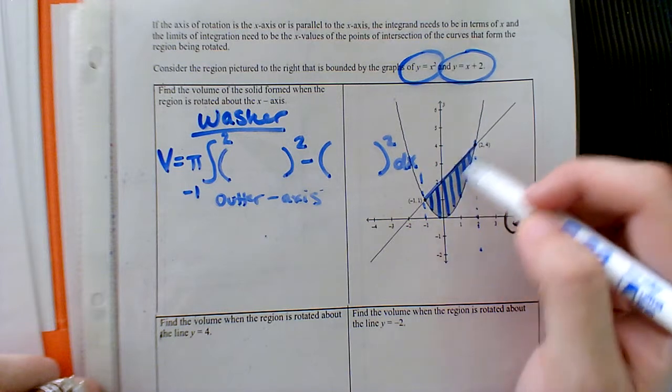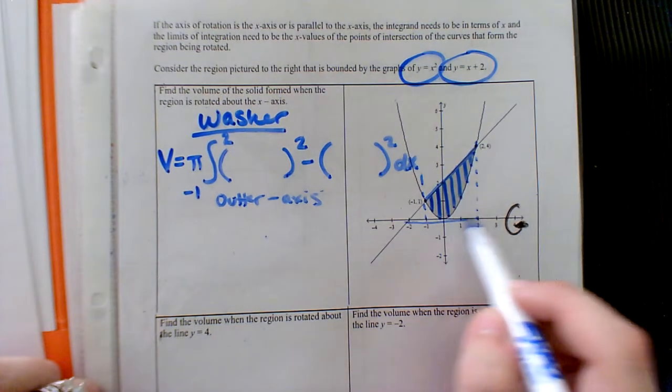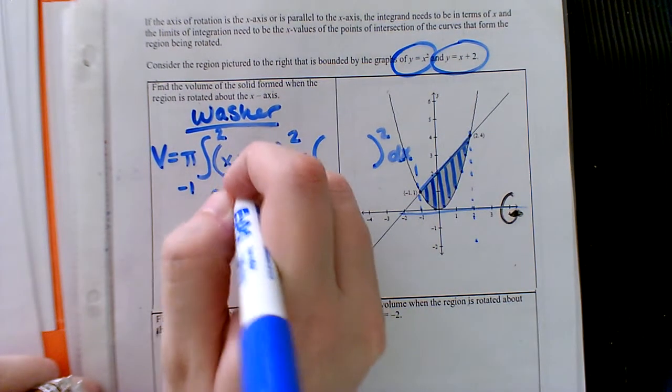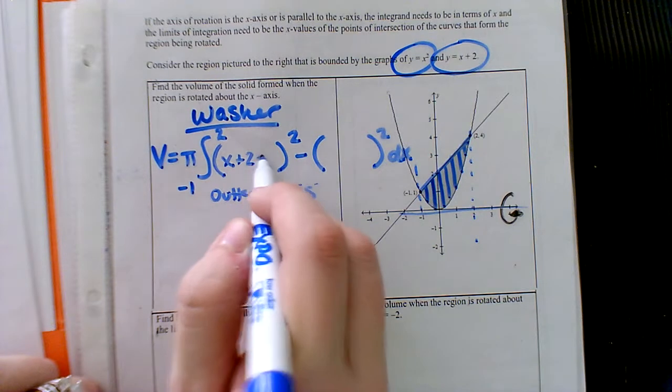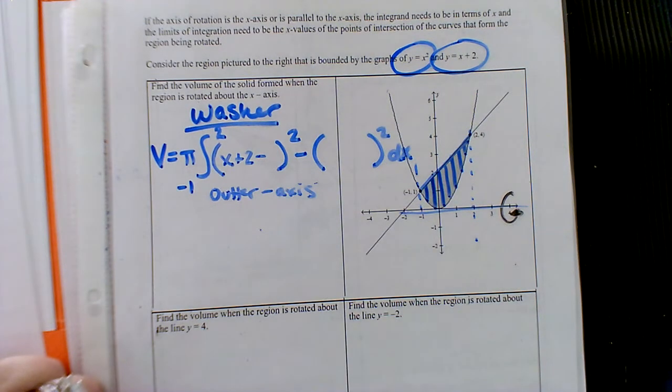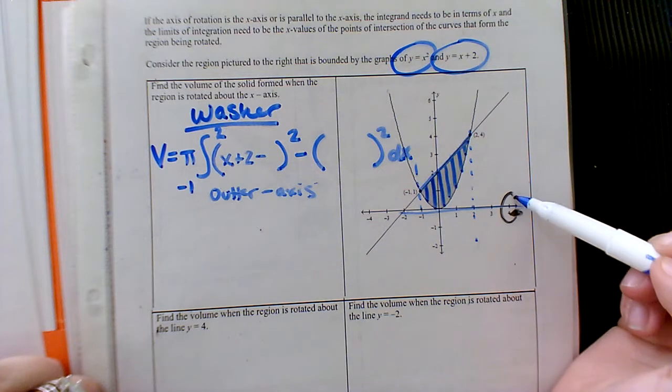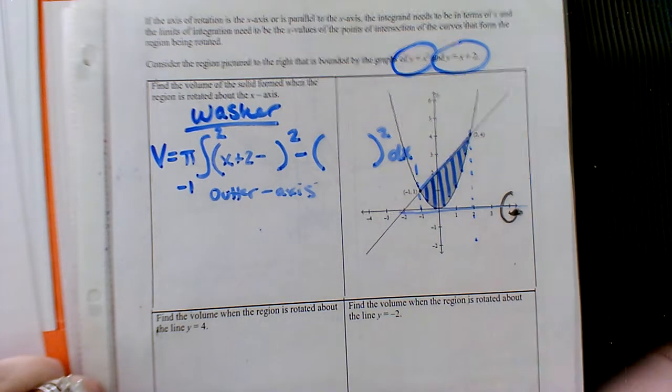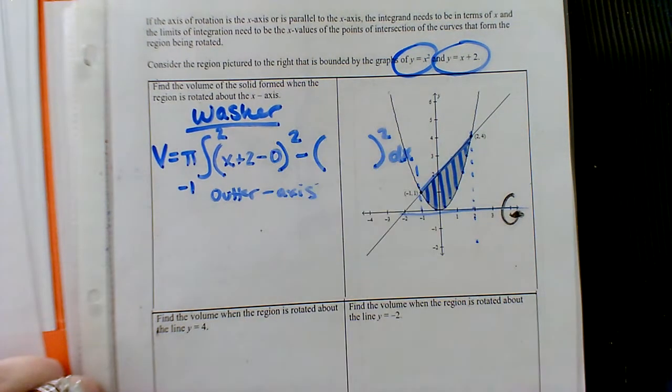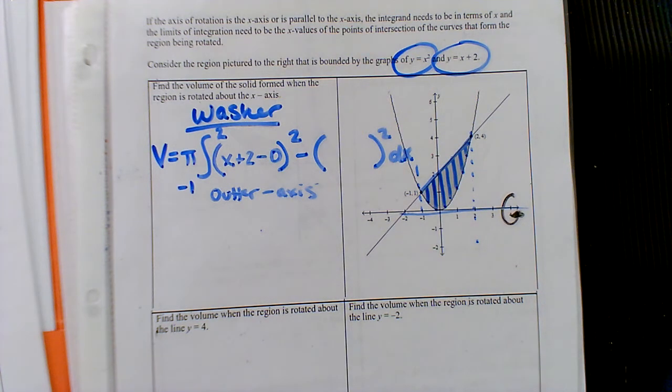That's the line. Yep, furthest away from the axis we are revolving around. So we'll have x plus 2. And then we have to subtract the axis that we are revolving around. We are revolving it around the x-axis, which has a value of 0. So that's our outer radius. That would be from the middle of the circle to the very end of the circle.